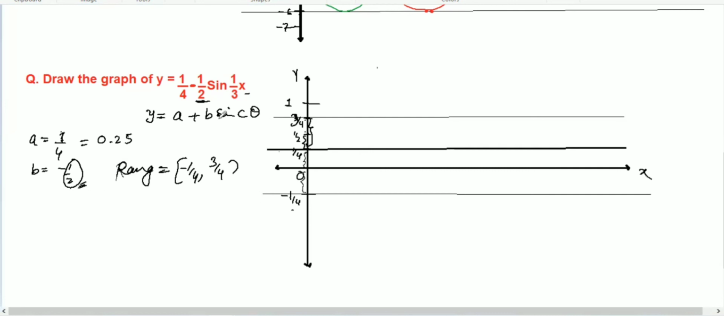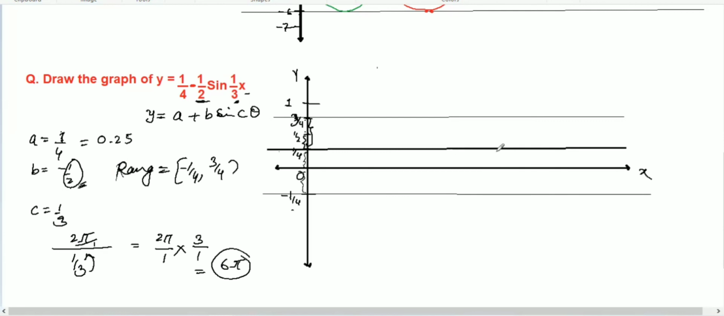Now next we need to find the period of the graph. So this is c. c equals 1 over 3. And we know that the sine graph period is 2 pi. Now we need to divide this 2 pi by 1 over 3. So 2 pi over 1 over 3. So here make it a fraction over a fraction. We have to multiply by the reciprocal of 1 over 3, which is 3 over 1. So this is going to be 6 pi. Now our period of this graph is 6 pi.